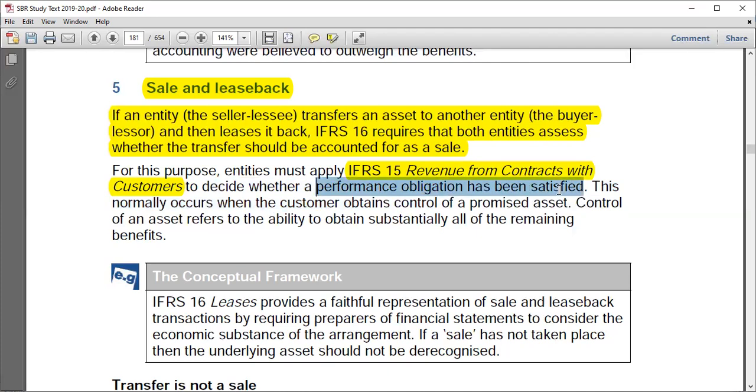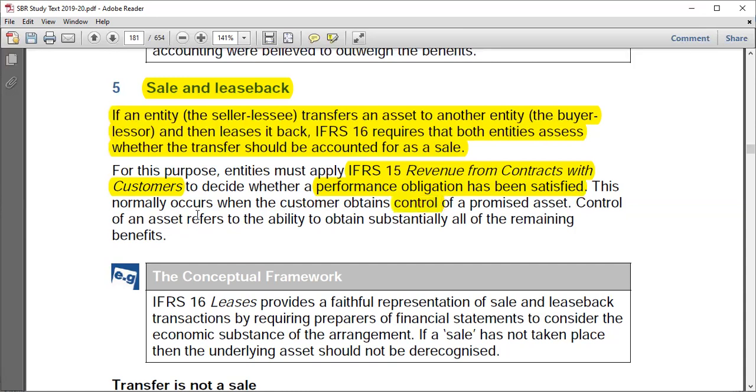If you say that you are selling books, you have to have delivered books to someone to say that it's truly a sale. If you say you have sold books while you have not sold even any book, you have not satisfied the performance obligation. You are not entitled to recognize revenue. This normally occurs when the customer obtains control of the promised asset. Yes, you have sold the book to someone, someone has that book, and everything is over.